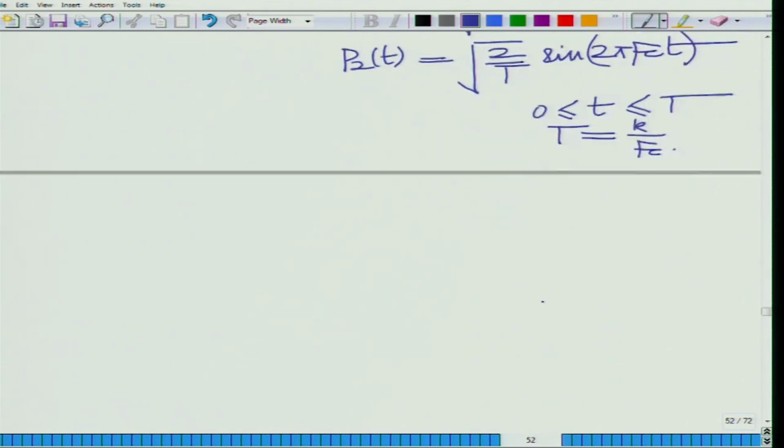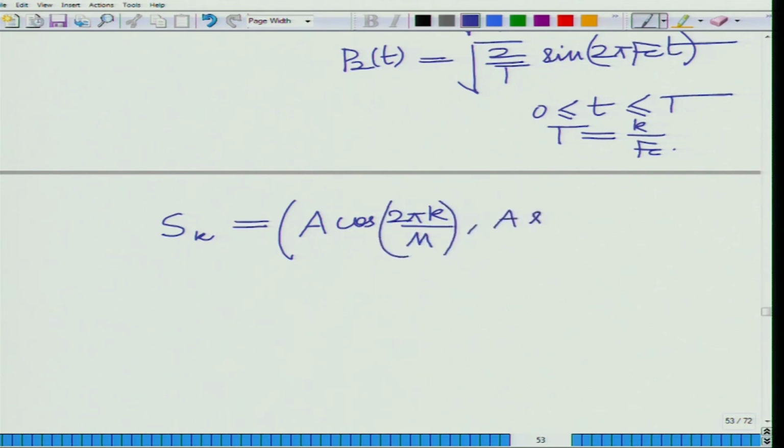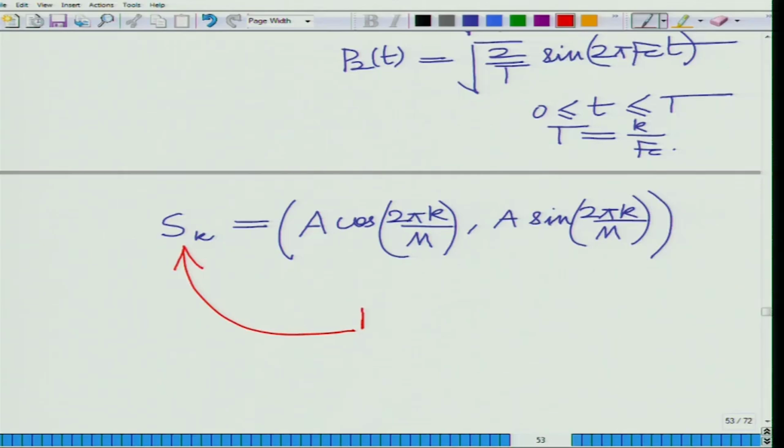And the kth symbol, remember we have said, is A cosine 2 pi k by m times the first basis function, and A sine 2 pi k by m times the second. So, the kth constellation point is A cosine 2 pi k by m, A sine 2 pi k by m. So, this is your kth constellation point.